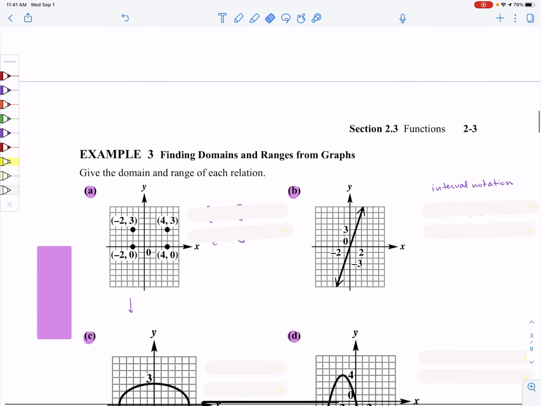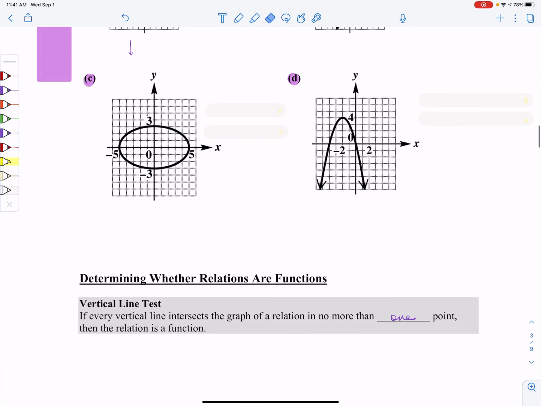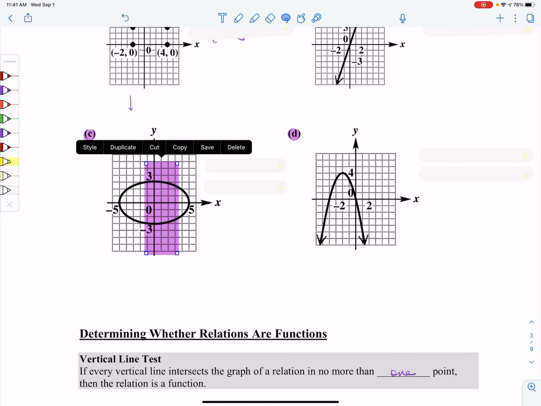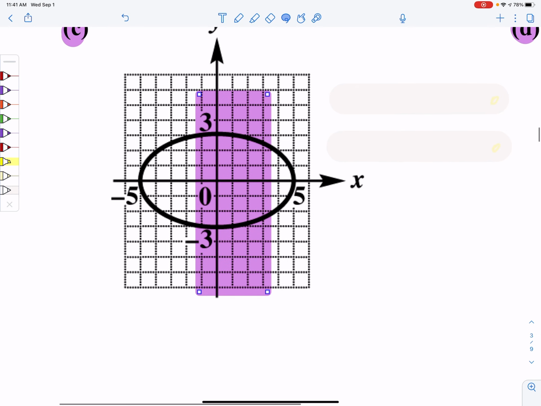All right, let's go down to finding the domain and range when I have a picture to look at, not just a set of ordered pairs. I'm going to do these four questions out of order. I'm going to start with part C. And in order to do this, I've got a rectangle here that I'm going to use. So let me zoom in a little bit there.